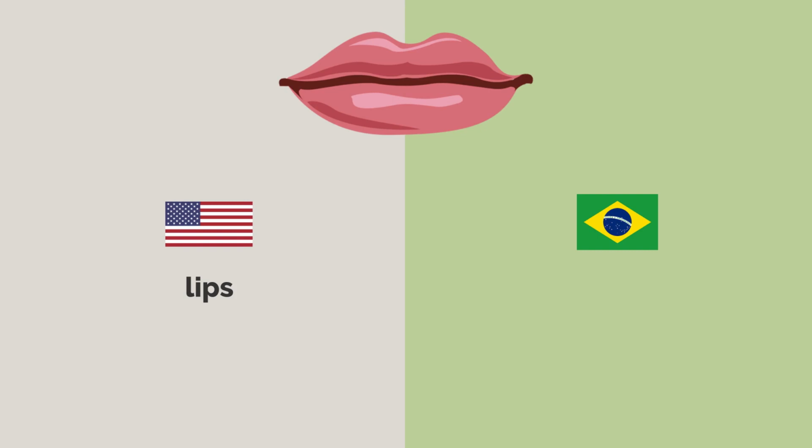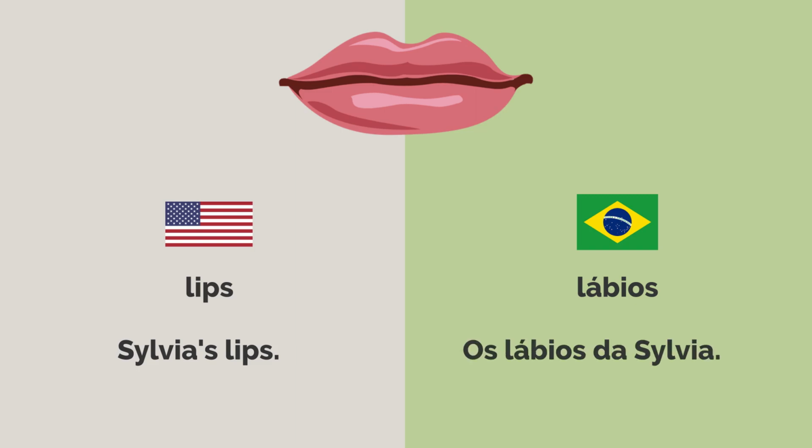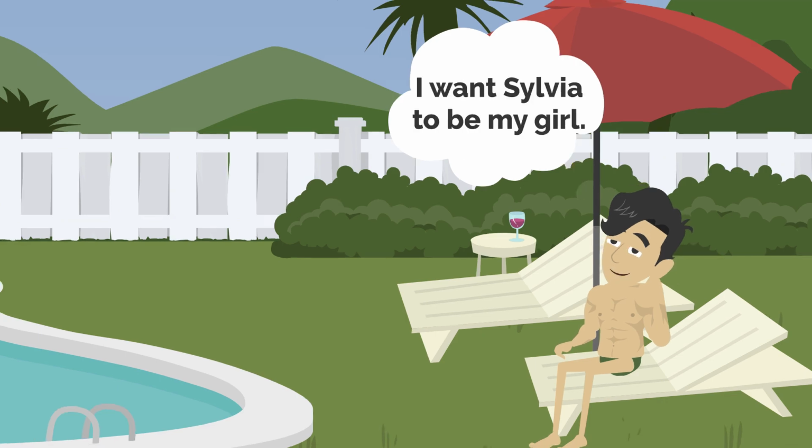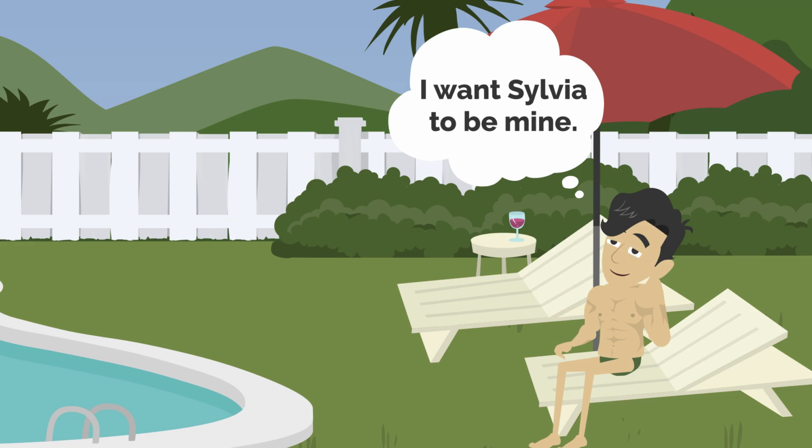Lips. Lábios. Sylvia's lips. Os lábios da Sylvia. Her lips. Os lábios dela. I want to kiss Sylvia's lips. I want to kiss her lips. I want Sylvia to be my girl. I want Sylvia to be mine. This girl is mine.